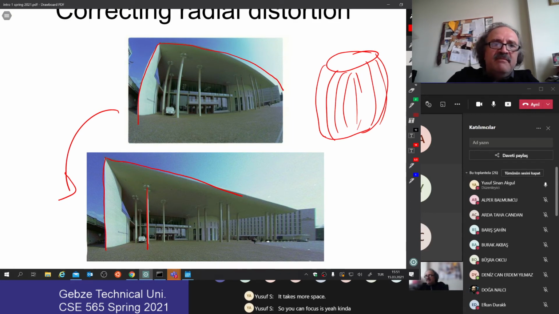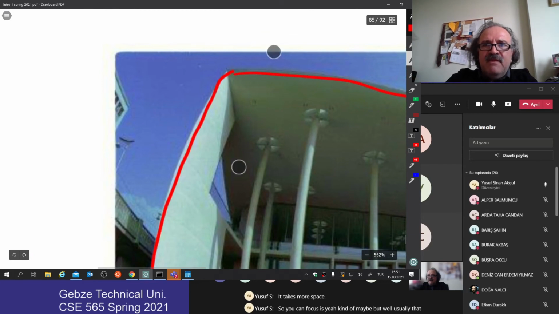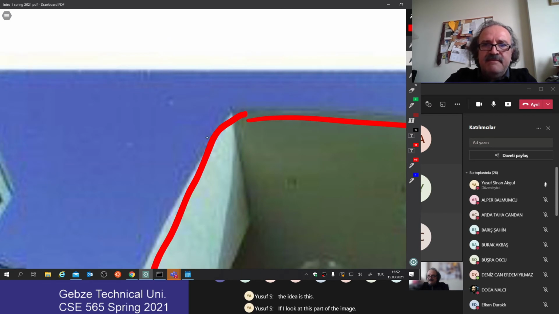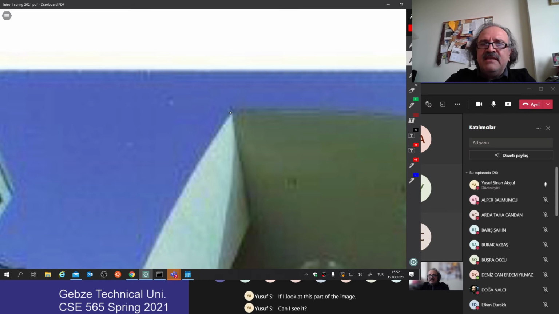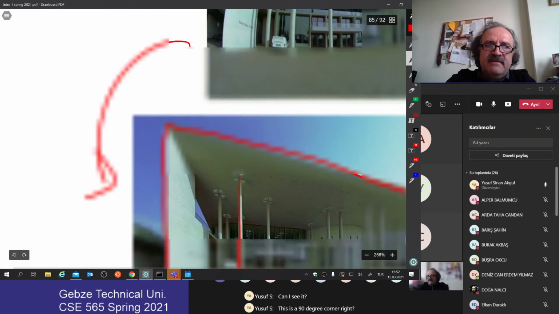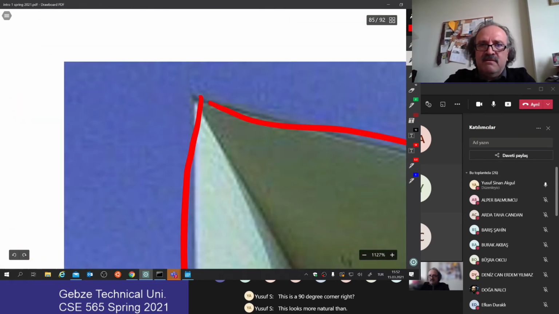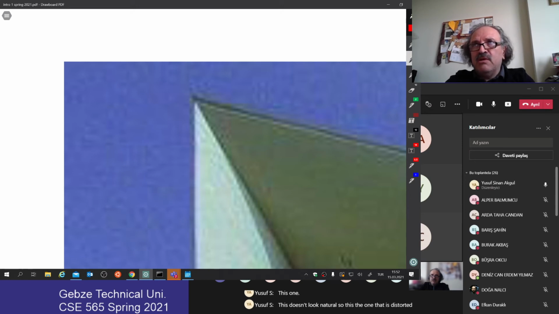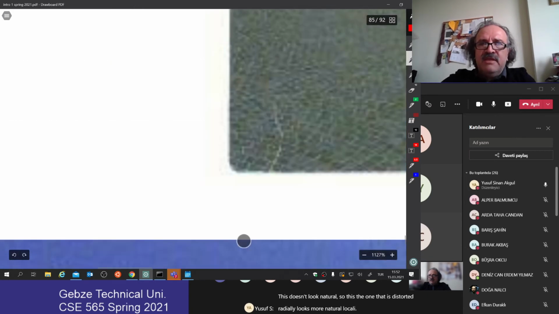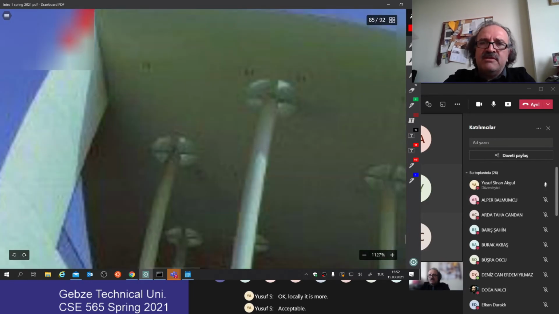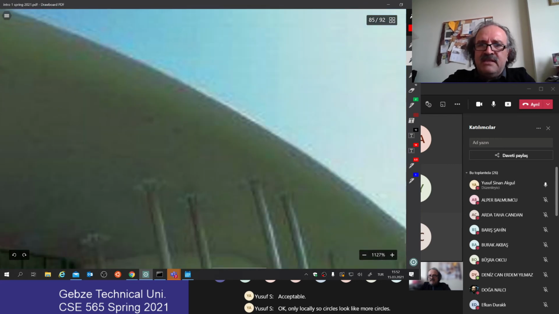Yeah, kind of, maybe. Well, usually the idea is this. If I look at this part of the image, this is a 90-degree corner, right? This looks more natural than this one. This doesn't look natural. So the one that is distorted radially looks more natural locally. Locally it is more acceptable. Only locally. So circles look more like circles. If you look at it from a distance, that's not good.